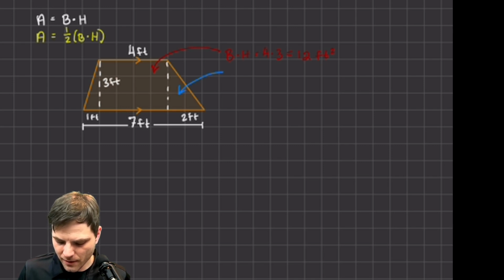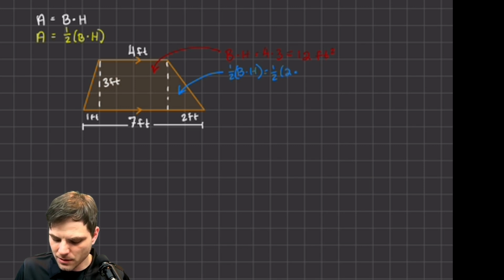Let's find the area of this triangle. That's 1/2 base times height. And I'll put them in parentheses. I like the way that looks. So that's 1/2 of 2 for the base, 2 feet, times 3 feet.